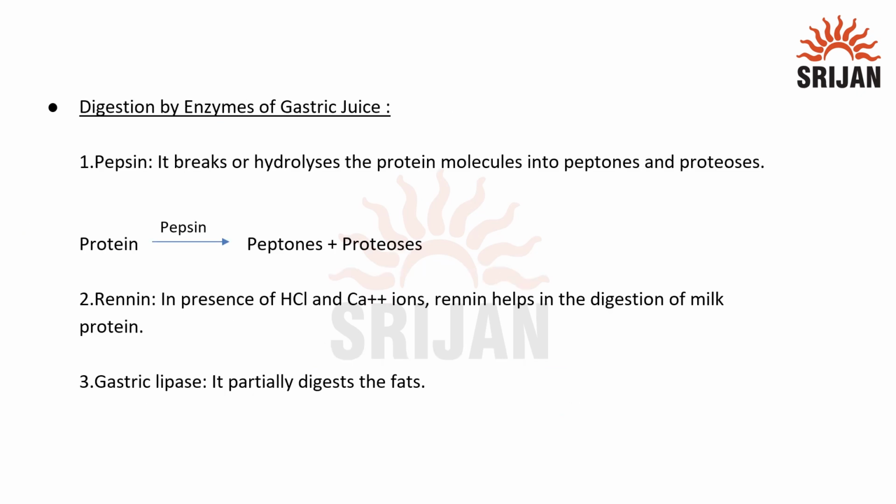Moving towards digestion by enzymes of gastric juice, the enzymes present in gastric juice are pepsin, renin, and gastric lipase. Pepsin is responsible for breakdown of protein into peptones and proteoses. Renin, in the presence of HCl and calcium ions, helps digestion of milk protein. Gastric lipase partially digests the fats.